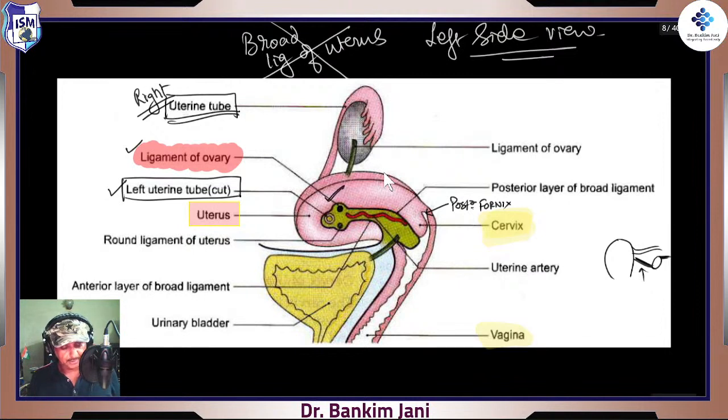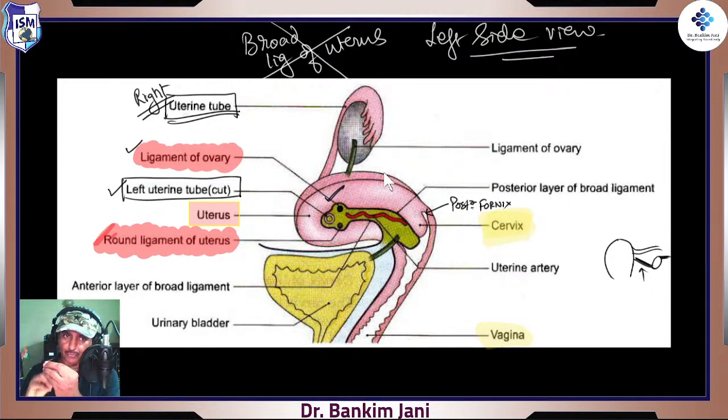Another one, this is the round ligament of uterus. Well, we have not talked much about the round ligament of uterus till this point. So yes, just remember it is over there. So it's like the uterine tube and one above, one below. One is anterior, one is posterior. Technically speaking, the ligament of ovary is posteriorly situated, and this round ligament of uterus would be anteriorly situated with reference to the left uterine tube, right?